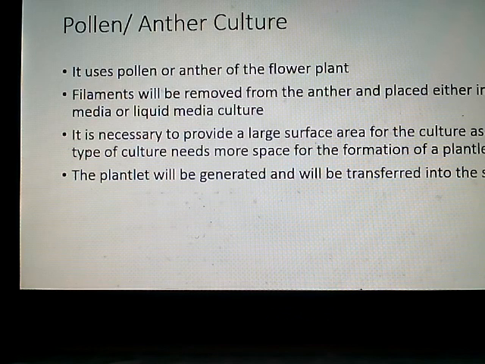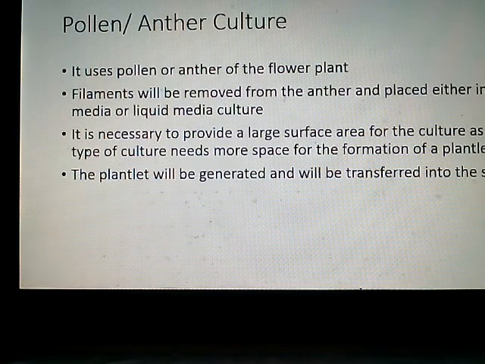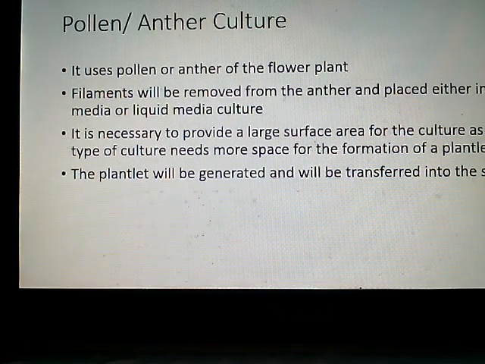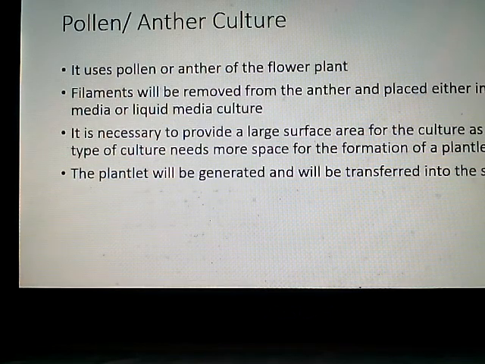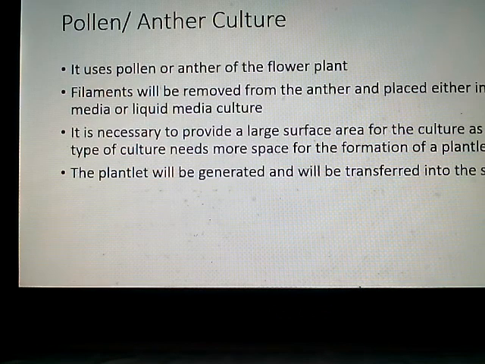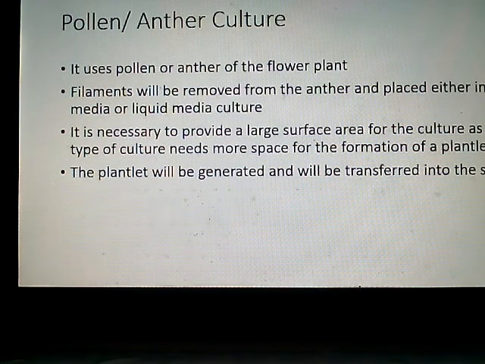The fourth is the pollen or anther culture. It uses pollen or anther of the flowering plant. Filaments will be removed from the anther and placed either in solid media or liquid media culture. It is necessary to provide a large surface area for the culture, as this type of culture needs more space for the formation of plantlet. The plantlet will be generated and transferred into the soil.